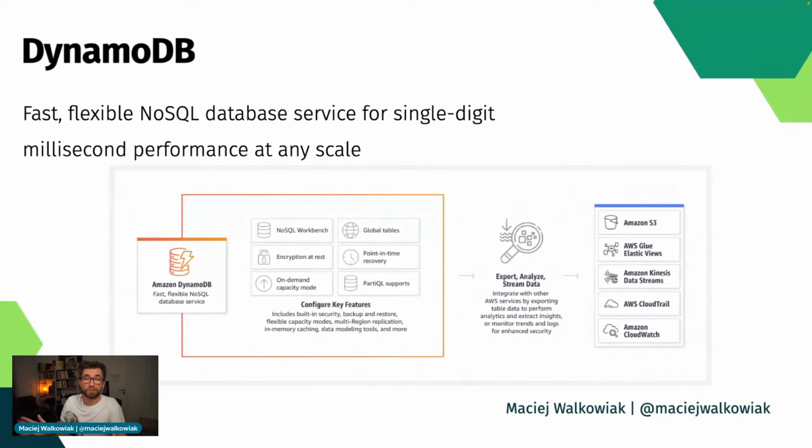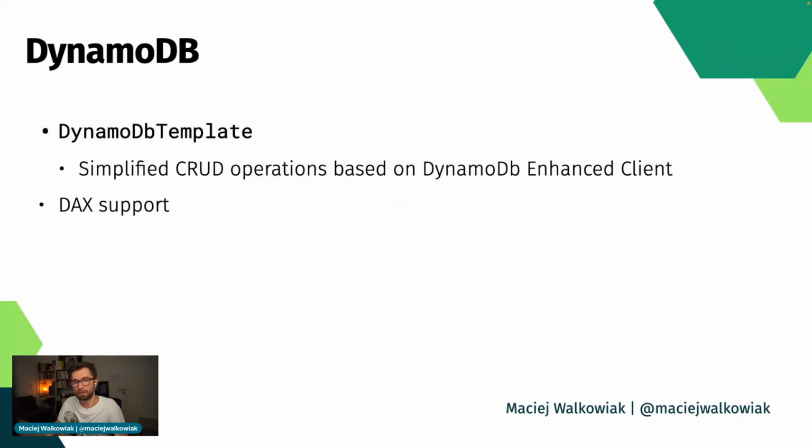DynamoDB. DynamoDB is, I think, one of the most popular NoSQL databases in general, but definitely the most popular in AWS. We've added a DynamoDB template, which sits on top of the DynamoDB enhanced client, and it simplifies the CRUD operations. You will see in a second how it does it. And we've also added DAX support. DAX is like a layer on top of DynamoDB, a caching layer. So again, you just add the DAX dependency, set the DAX URL, and automatically, for the application, it will be completely transparent, but you will just hit DAX first before it goes to DynamoDB.